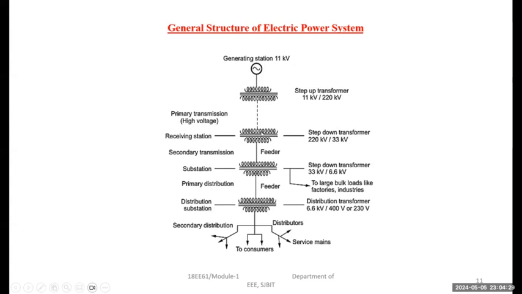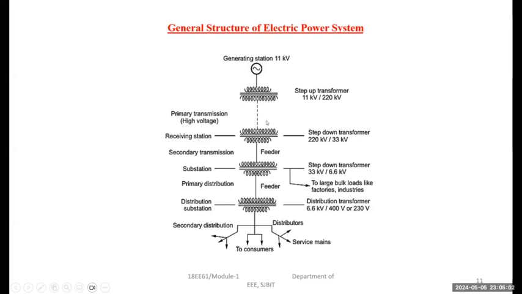The receiving station will be very far away from the generating station. So, at the receiving station, the high voltage is stepped down to 66 kV or 33 kV. The transmission of electrical energy from the generating station to the receiving station at 220 kV or 400 kV is known as primary transmission.